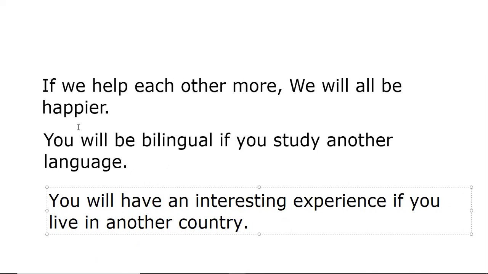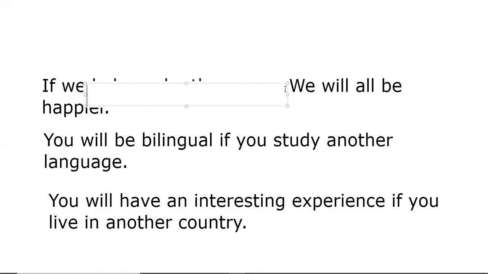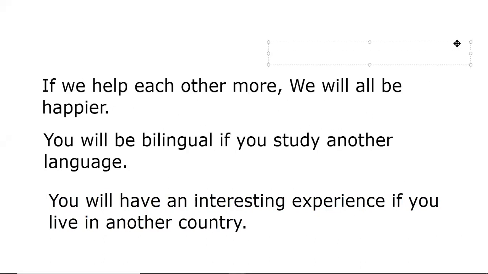Something very important that we have to understand is why one clause is in the present and why the other clause is in future. Because one is conditioning the other one. For example, if I say, if we help each other more, we are conditioning the second clause. What's gonna happen if we help each other more? We will all be happier. That's why it's called first conditional.